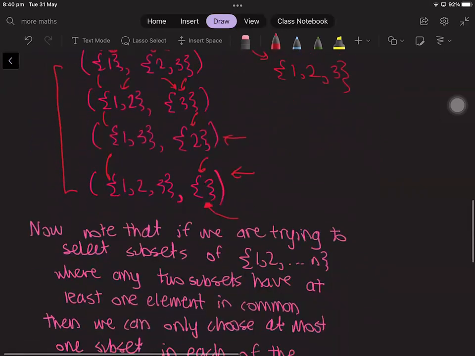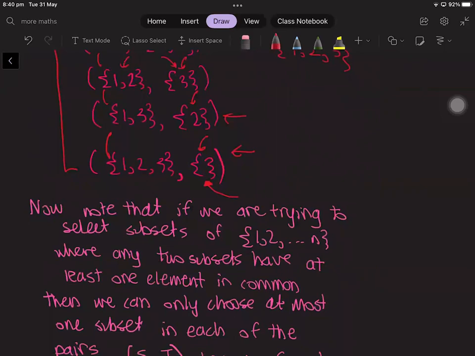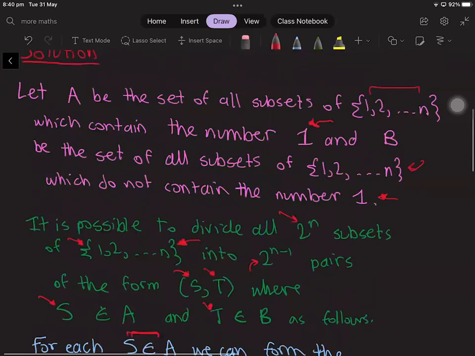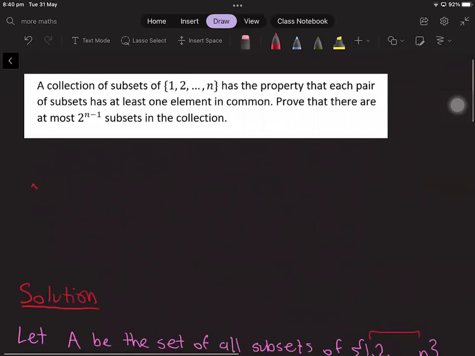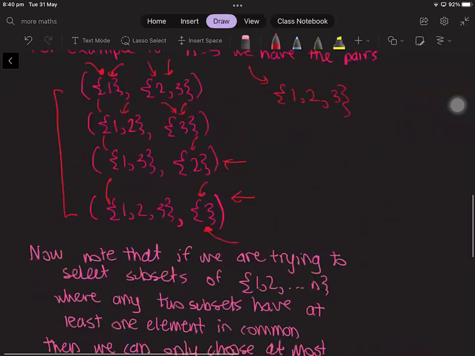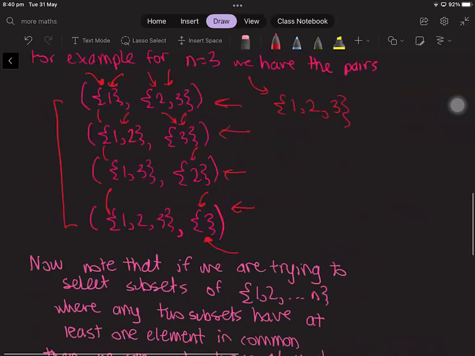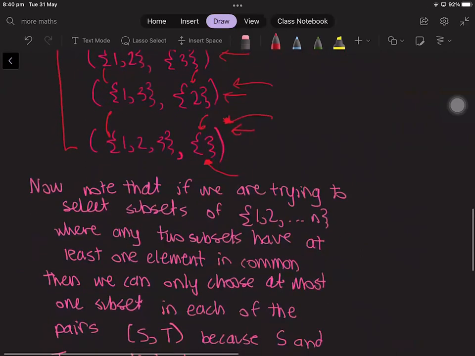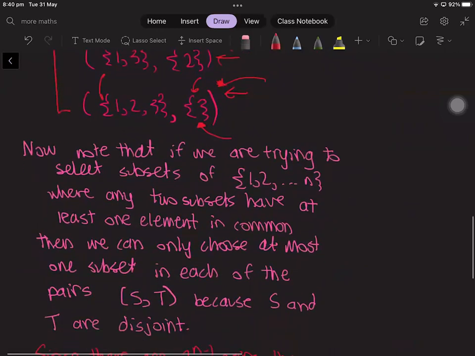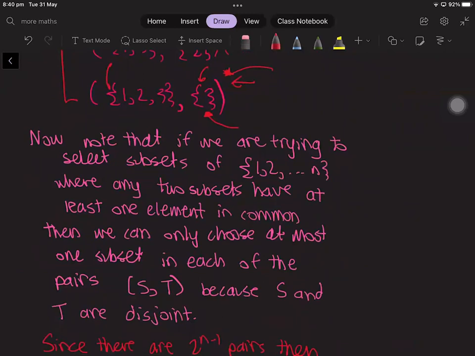In the original question, we are trying to select subsets of the numbers from 1 to n such that each pair of subsets has at least one element in common. But what you can see here is that in each pair, the subsets are completely disjoint, so you can't select both subsets in any pair. So you can only select at most one element from each pair, because the sets S and T in the pair are disjoint.